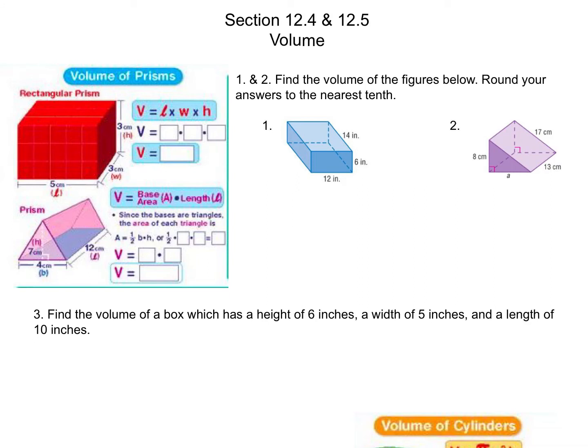Hey math enthusiast, I'm here to go over the first part of the notes on volume. And we're going to start with the volume of prisms.